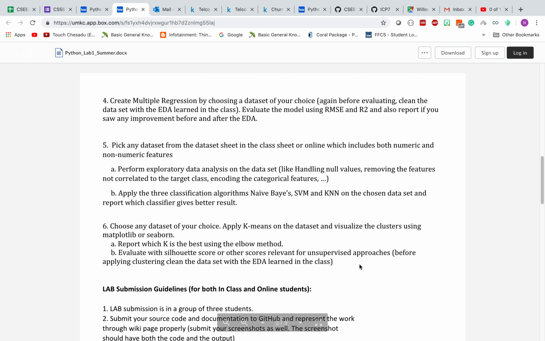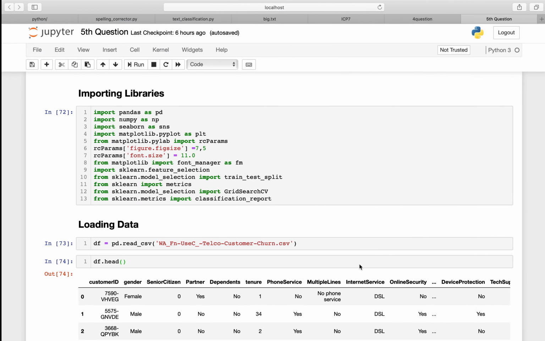Let's see the fifth question. So the fifth question over here is to pick any data set which includes numerical and non-numerical variables, perform EDA, and apply three classification algorithms, which are Naive Bayes, SVM, and KNN. Let's see the demo part of this fifth.